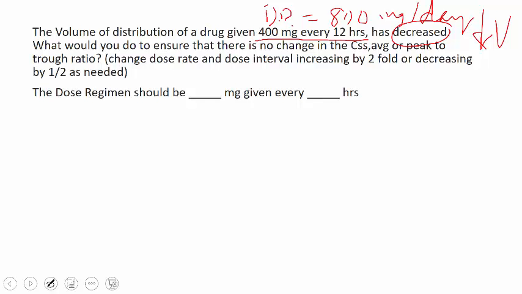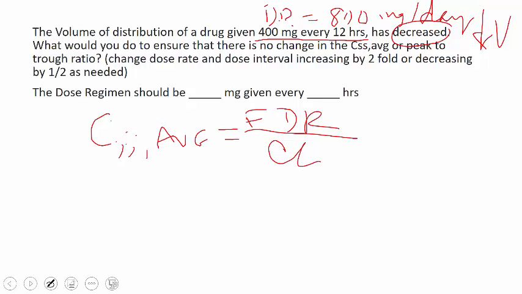Well, would you expect there to be a change in CSS average? Well, CSS average is determined by bioavailable dose rate over clearance. And what we've had here is a decrease in volume. So would we expect a change in CSS average? No, because volume does not determine this. So no change in dose rate.